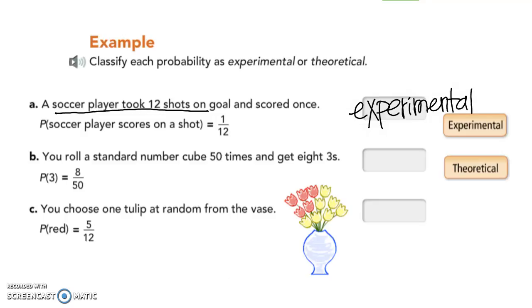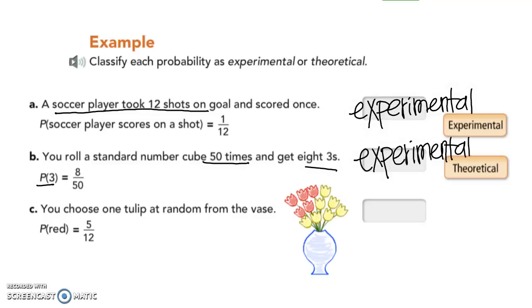All right, you roll a standard number cube 50 times and get 8 threes. So the probability of getting a 3 is 8 out of 50. They're basing that on 50 times you roll and getting 8 threes. That is also experimental probability because you are actually rolling the number cube 50 times.